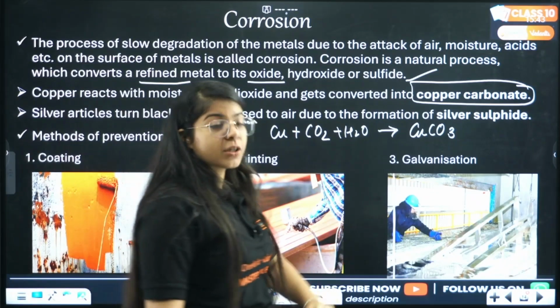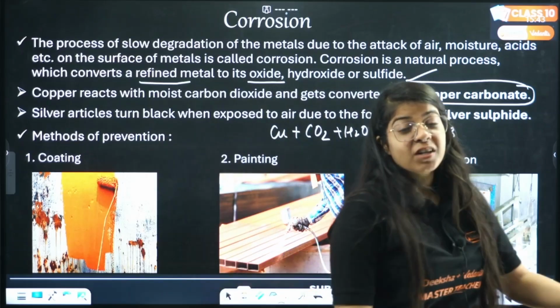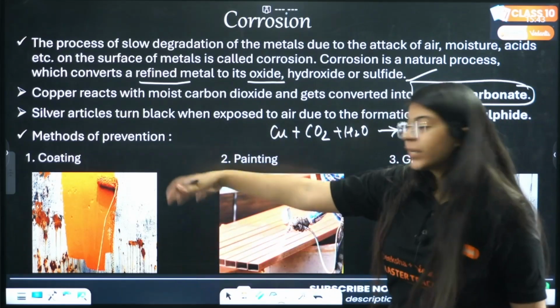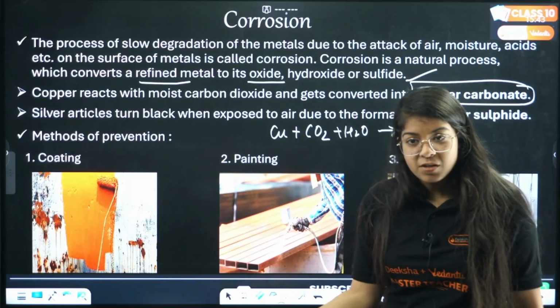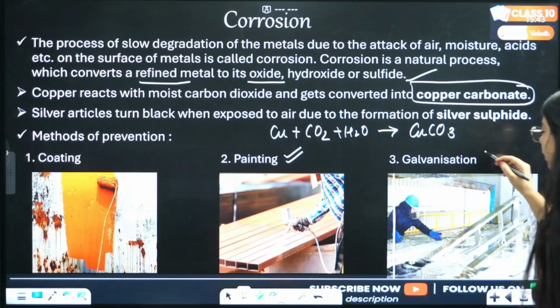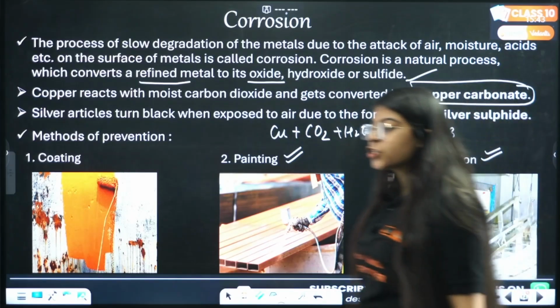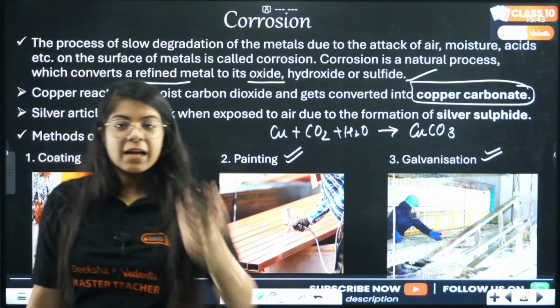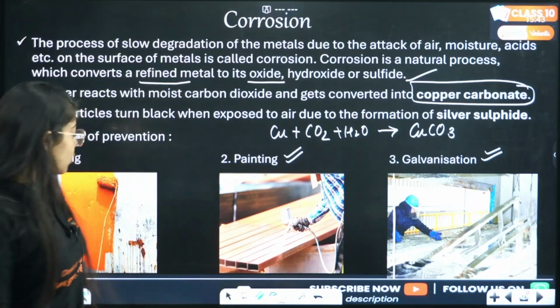Now, what are the methods to prevent it? Because we obviously don't want our gates, our furniture to get corroded, right? So, we can do a coating of a preventive substance on it. We can do the coating of painting and we can do galvanization. Galvanization is the coating of zinc over the metal surface, right? So, you can use that.